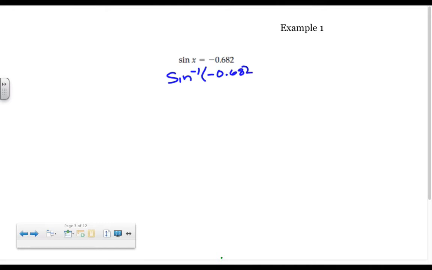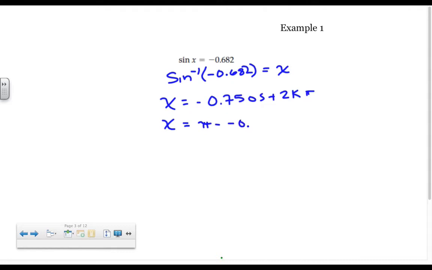Okay. So I take the inverse of that, and I end up with x. So x is equal to negative 0.7505 plus 2k pi. And then I'm going to go pi minus that to get my other one, because that's what my chart says. Pi minus negative 0.7505 plus 2k pi is going to equal 3.8921 plus 2k pi. And that is my solution. Easy peasy.